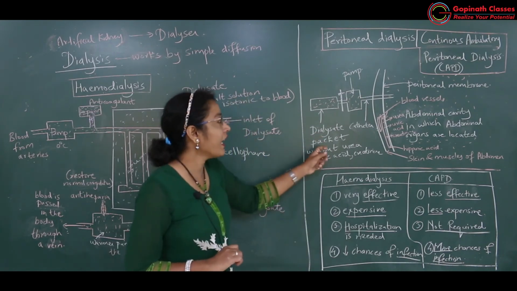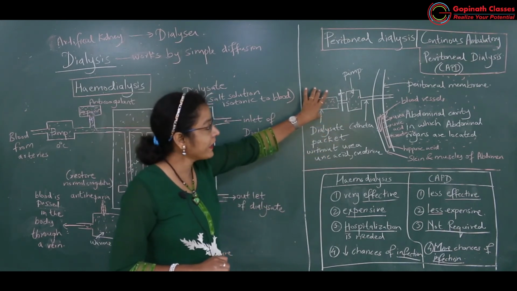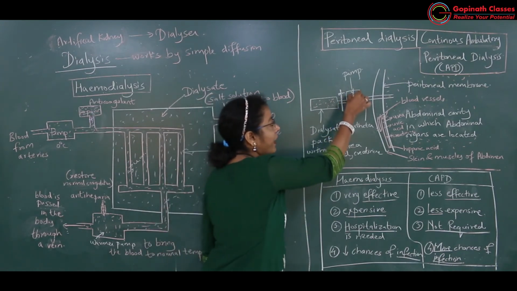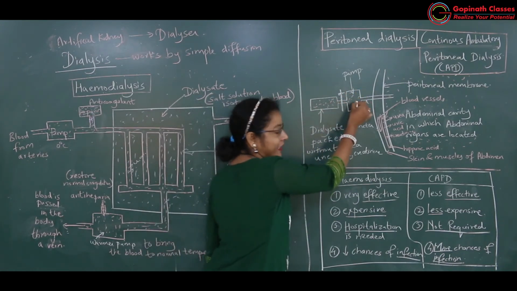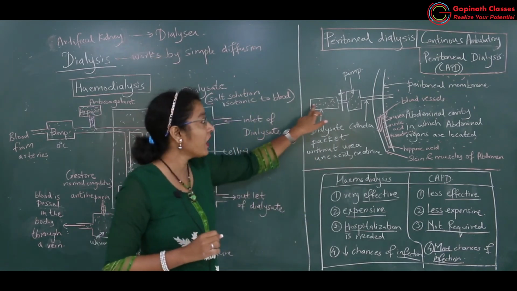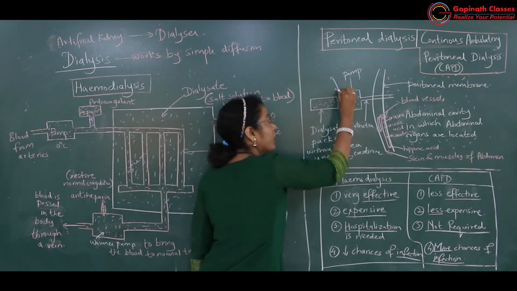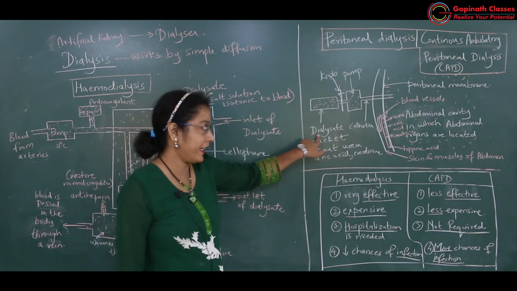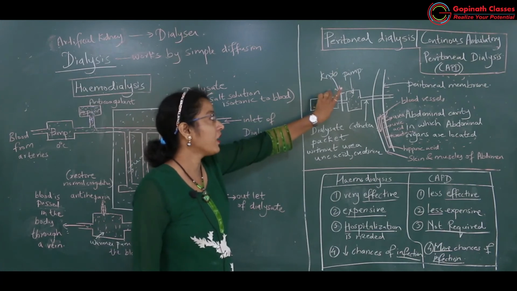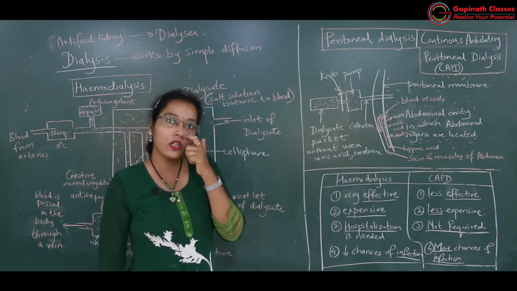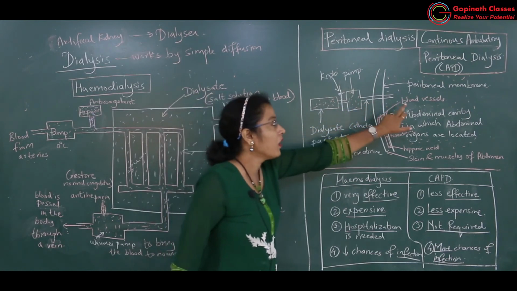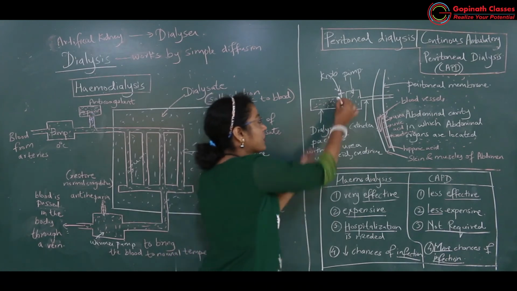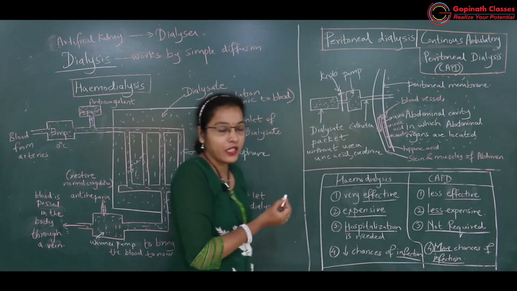Okay, so this dialysate packet is attached to the pump. What will go from the pump? Dialysate will go, but the entry of dialysate is kept under control because of the knob which is attached to the pump and dialysate packet. So the dialysate packet will regulate the entry of the dialysate in the abdominal cavity. Okay, got it? So once this knob is opened, what will happen?